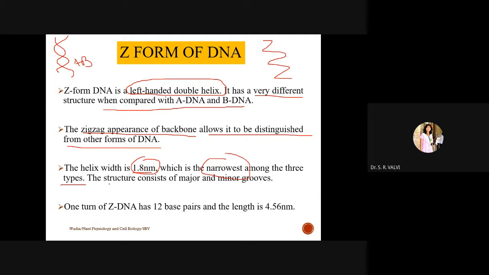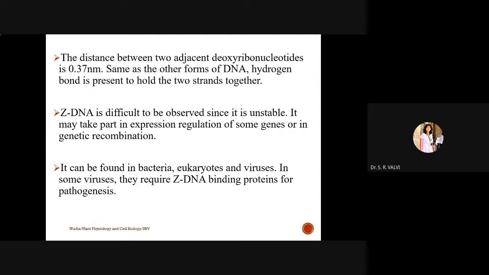Okay. The structure consists of major and minor grooves. The one turn of ZDNA has 12 base pairs. How many? 12. In case of A, there were 11. In case of B, there were 10. And in case of Z, there are 12. Right? And the length is 4.56 nanometer. Now, again see the length between two nitrogenous bases, it is 0.37 nanometer, right? And the rest of the characteristics are similar to these previous two.